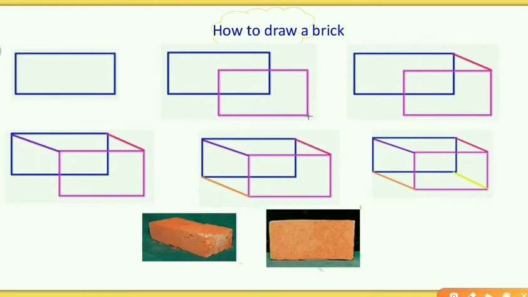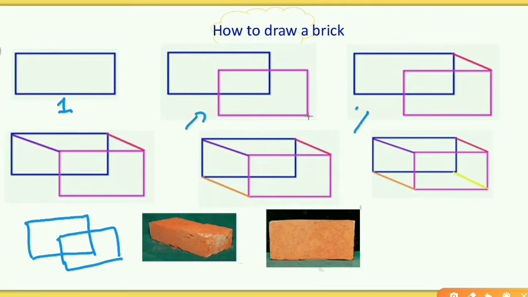Here you will see the first figure. First we are going to make a rectangle. Then from the center we make another rectangle. You can see in the second figure and in the third figure, now we start joining the corners. These are the corners, isn't it? So we start joining the corners one by one, and when we finish joining the corners, we end up having a cuboid.